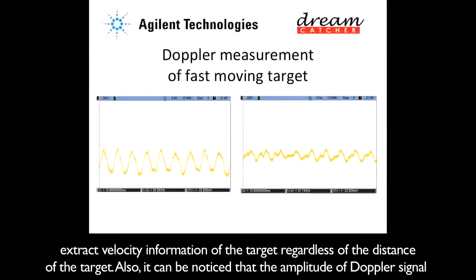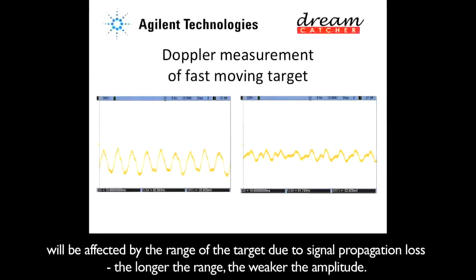Also, it can be noticed that the amplitude of the Doppler signal will be affected by the range of the target due to signal propagation loss. The longer the range, the weaker the amplitude.